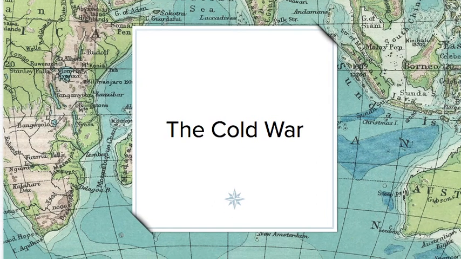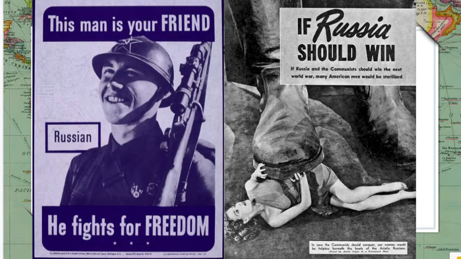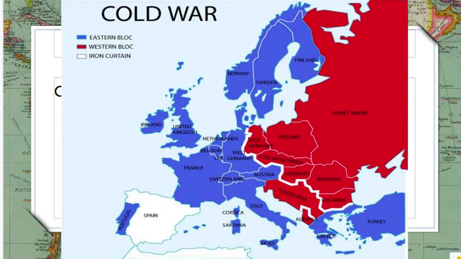So the Cold War, as you may have noticed from the Do Now images, was a stark contrast from what we have seen in World War II. During World War II, Russians were seen as allies of the United States because they were fighting on the same side against Nazi Germany, but then shortly afterwards, Russia quickly became an enemy. So the question is, well, why? Why would the perspective on Russia and the Soviet Union change so quickly and so rapidly?